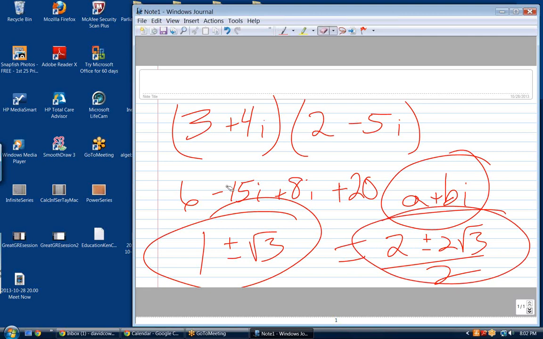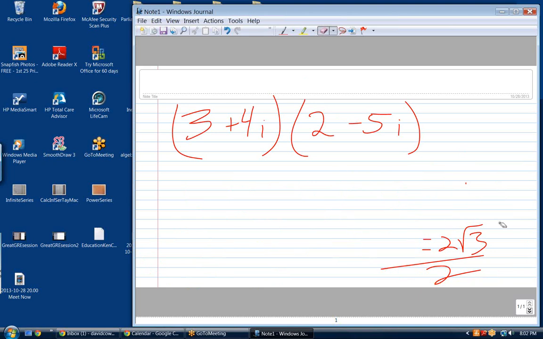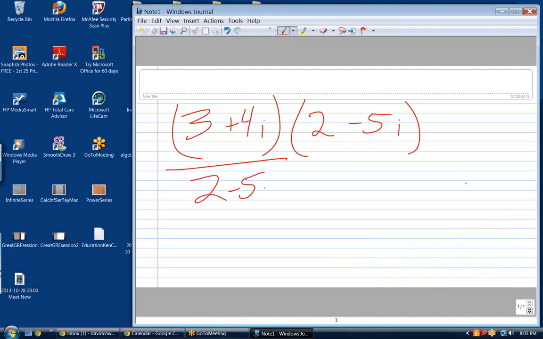Okay, so the only thing we didn't do is divide. Let's talk about dividing, because it isn't really division. Addition is addition, multiplication is multiplication, but division is really more like rationalizing a denominator.